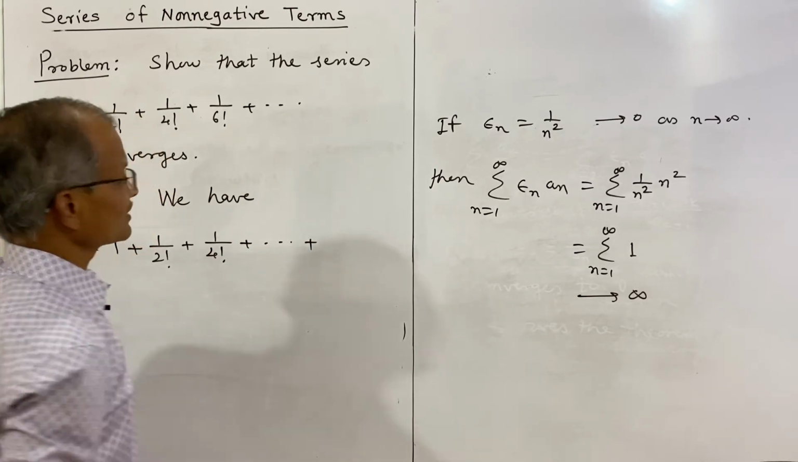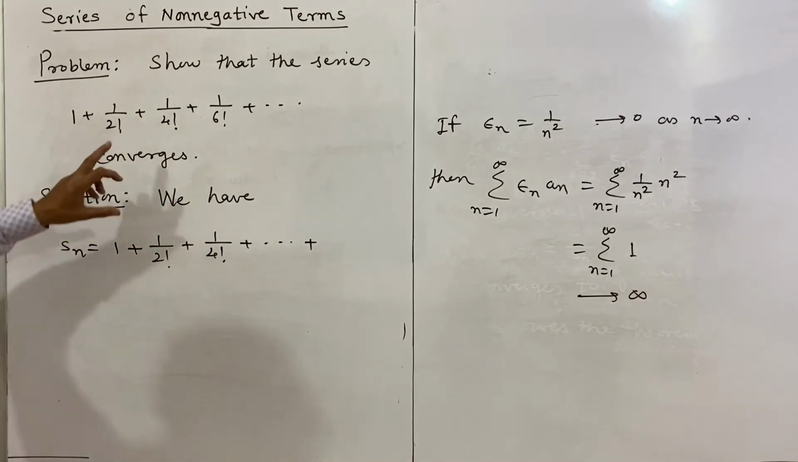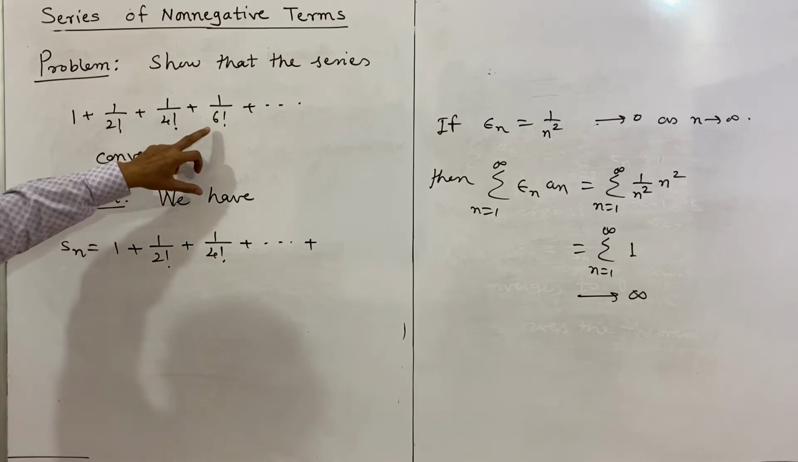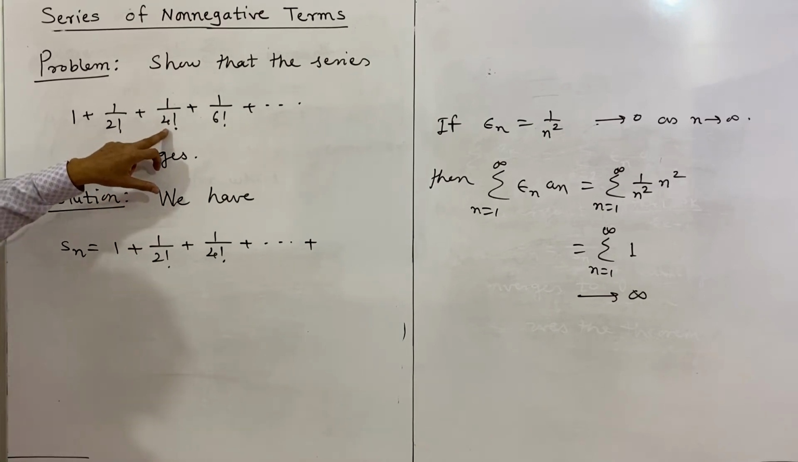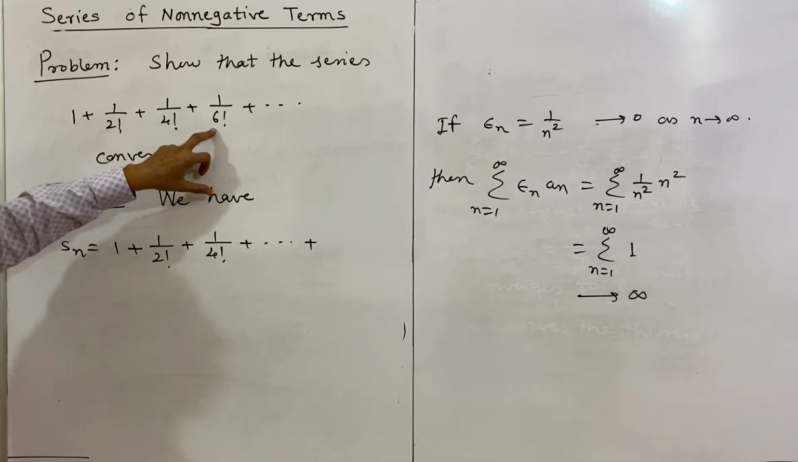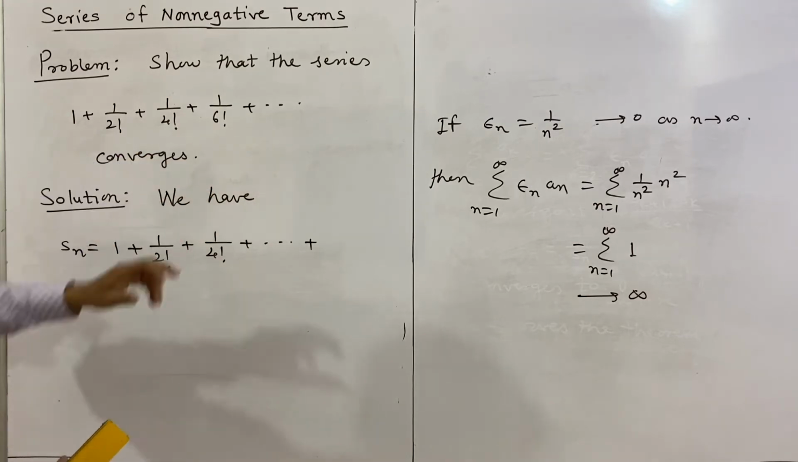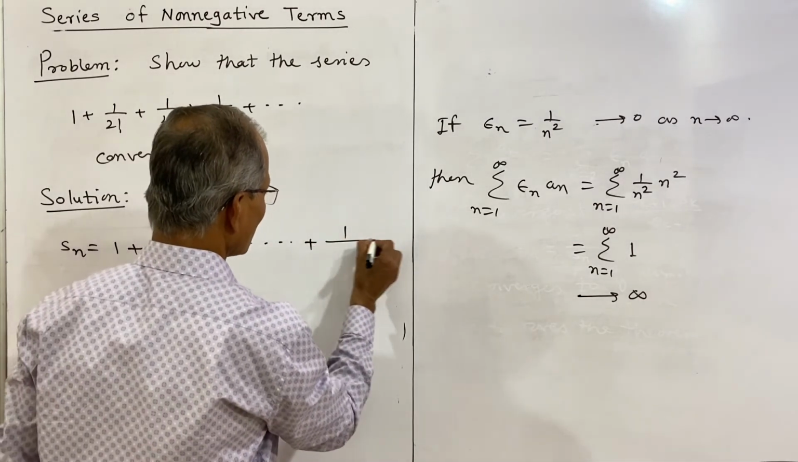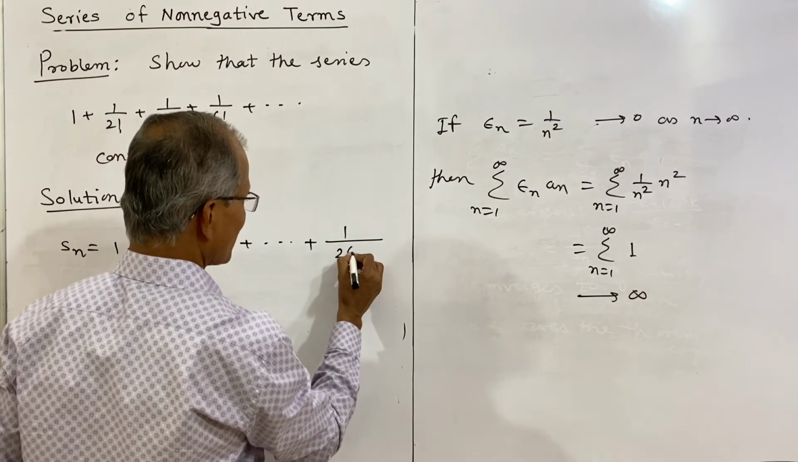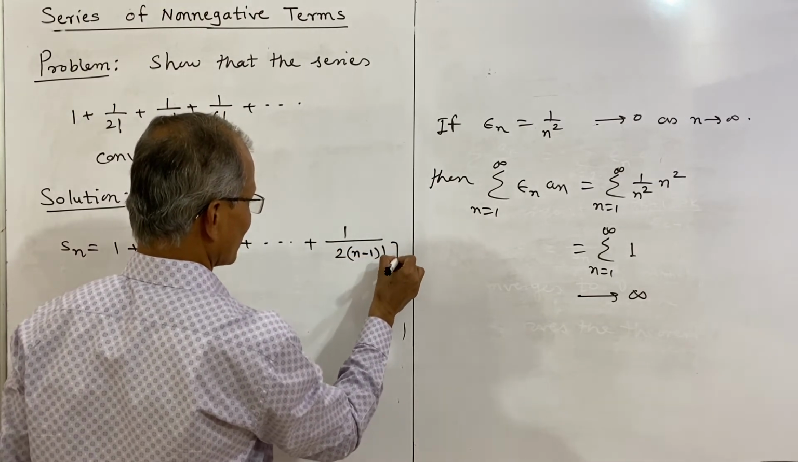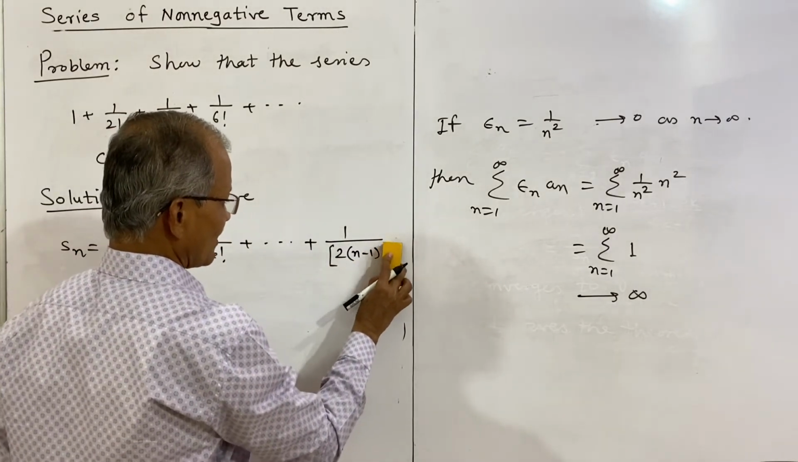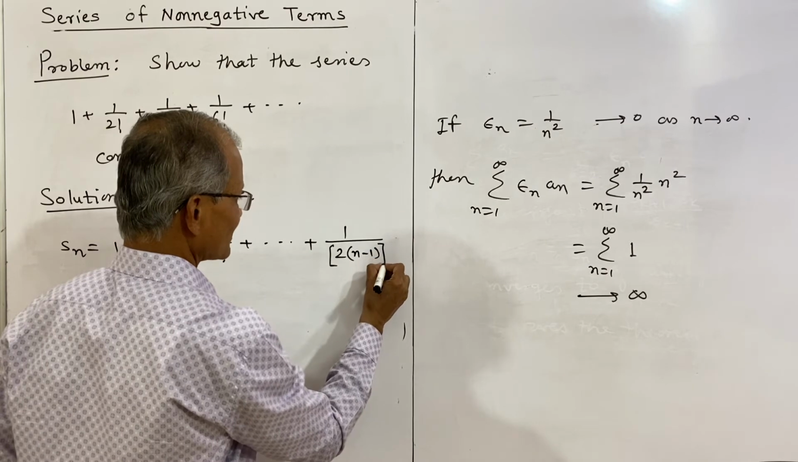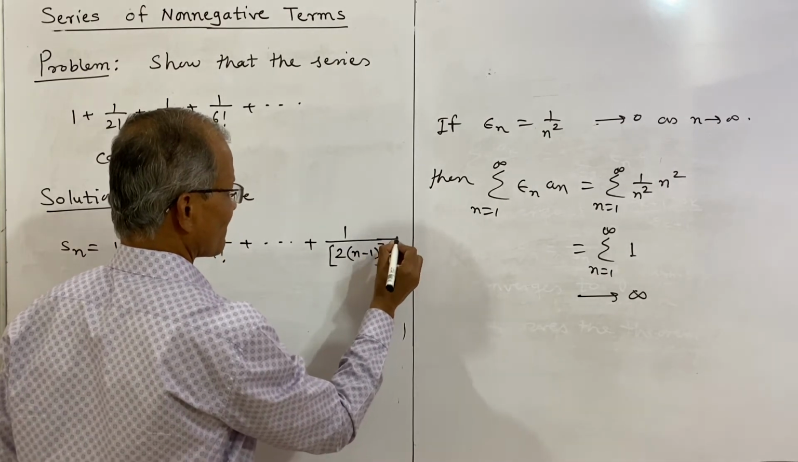So what will be the last term? Actually this is second, this is third, this is fourth, etc. And in each term we can take 2 common. Then 2 into 1, this is 2 into 2, 2 into 3, etc. But that will be the fourth term. So the last term here will be 2 into n minus 1 factorial, or we can write it like this: 2 times n minus 1 factorial.